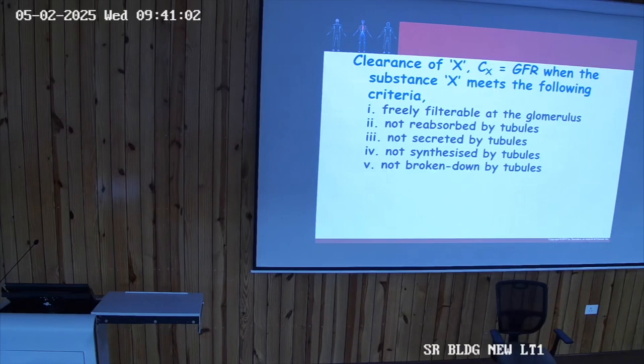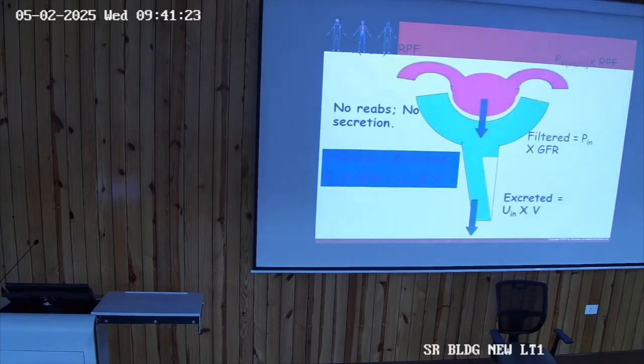So what are the conditions that we have to see if we are going for a method of estimation of GFR? These points have to be kept in mind: they are freely filterable at the glomerulus. उनको filtration में कोई problem नहीं है. Neither are they reabsorbed, nor secreted, not synthesized by the tubule, not broken down by the tubule. So the most common example is creatinine. Okay, creatinine is in vivo, and if you have to infuse, then it is para-aminohippuric acid.